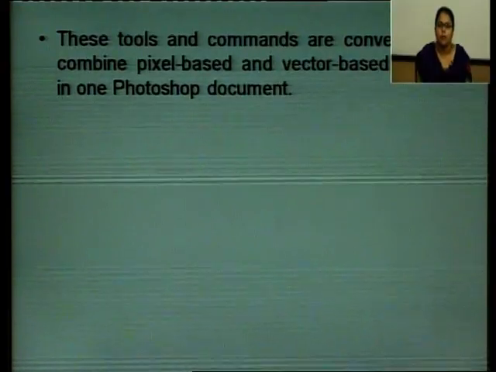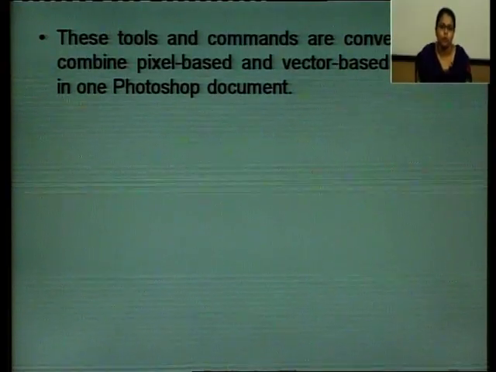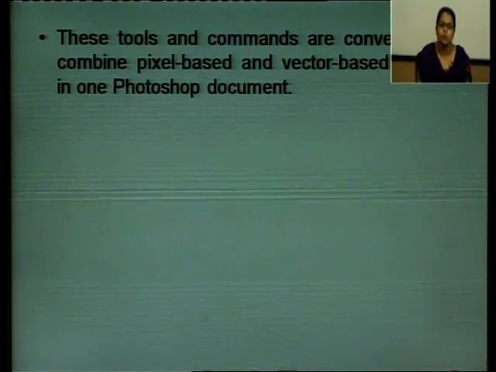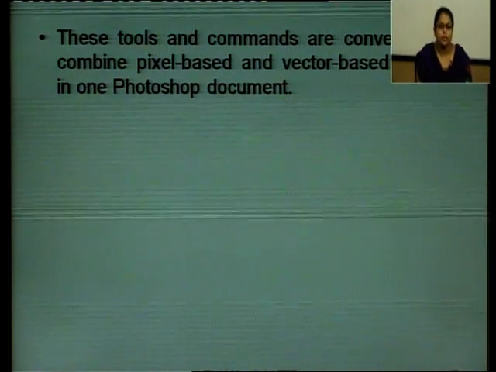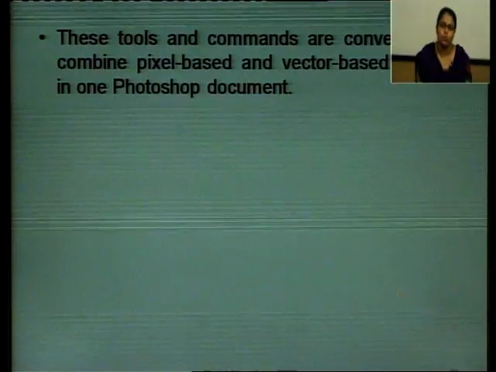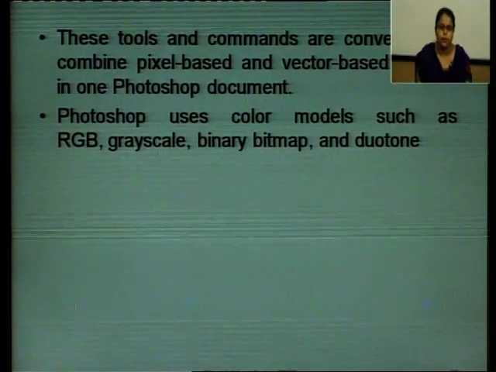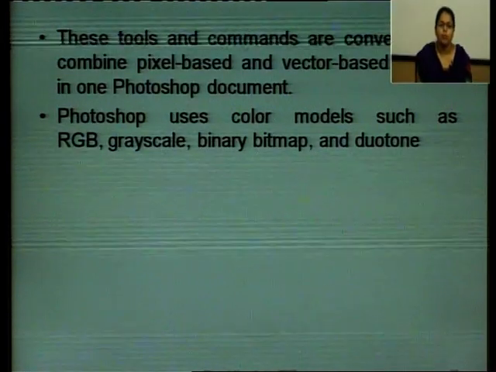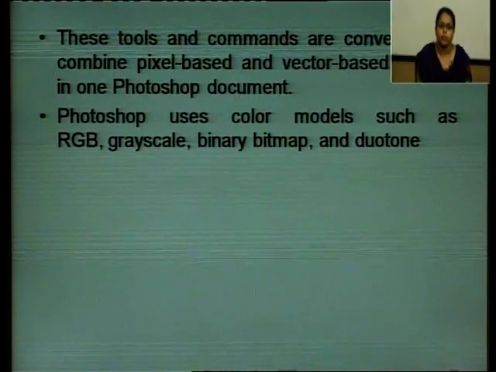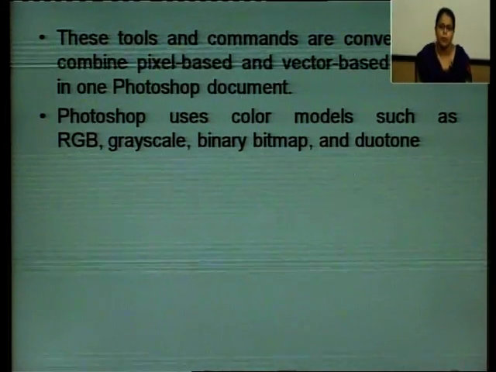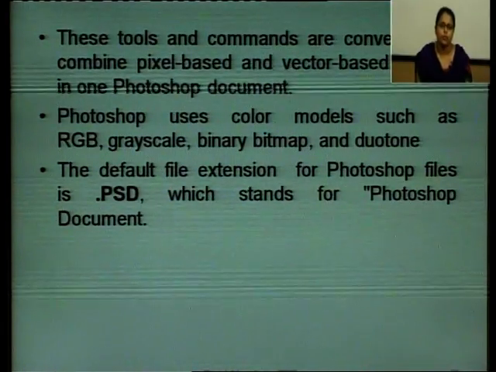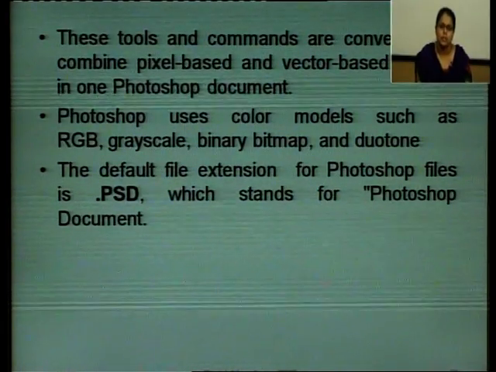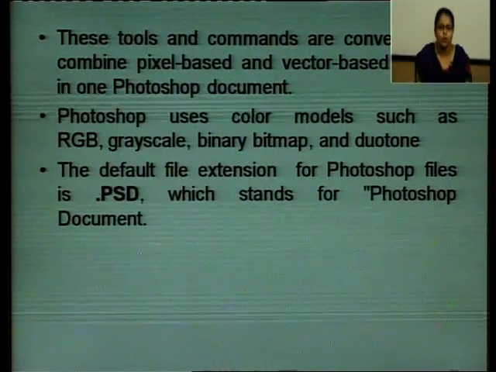These tools and commands that are available in Photoshop for vector images are convenient to combine pixel based, that is raster images, and vector based images in one Photoshop document. Photoshop uses color models such as red, green, blue, grayscale, binary, bitmap and duotone. The default file extension for Photoshop files is .psd, which stands for Photoshop document.